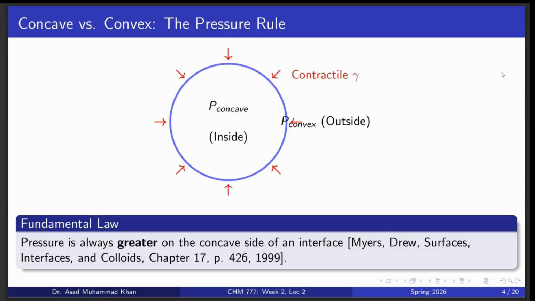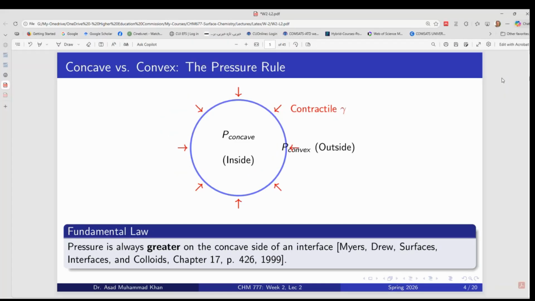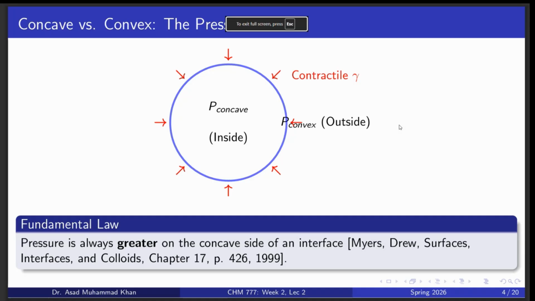Now it is visible to you, right? If there is a surface like this, and we cut a portion out of it, then what is this portion? If we make it inverted like this, then it is clearly visible that this will be concave, and from outside it will be convex. Okay, so what we see is that the pressure is always greater on the concave side of an interface. At this place the pressure will be higher, and outside the pressure will be slightly lower. And where is that coming from? From the contractile force exerted by surface tension. And what is surface tension? We already know that surface tension is the surface free energy.